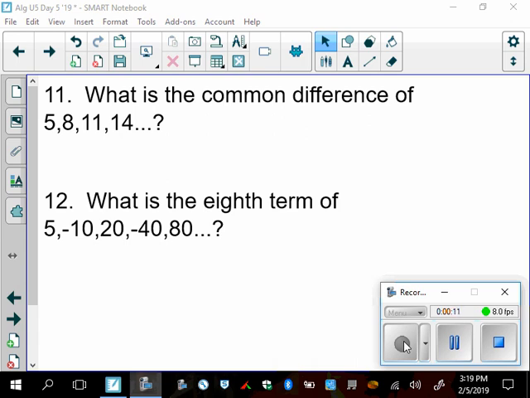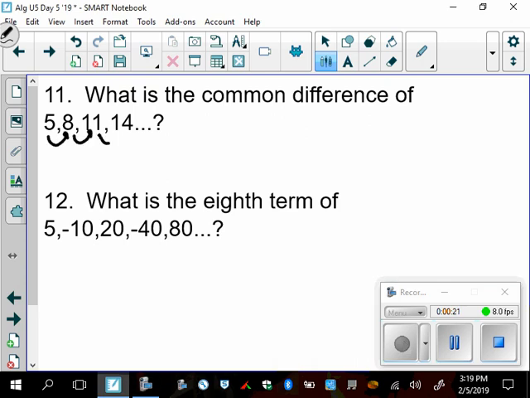I did want to talk about the last two problems on the homework, just the wording of it. Common difference has to do with what we're adding between each of these. So you should have picked, I think it was choice three. And then the second one, you had to notice they weren't adding, they're multiplying by negative two.